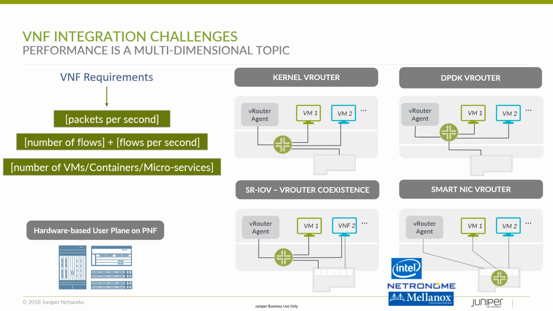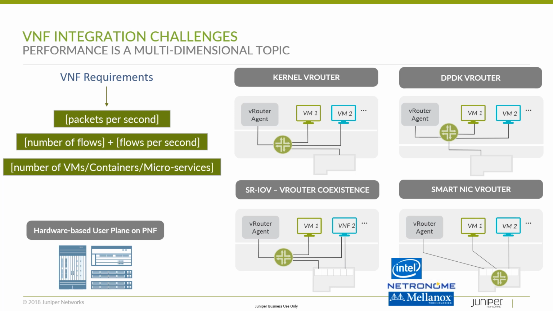And another mode, which is the most recent mode, is a SmartNIC vRouter, where SmartNICs are manufactured by vendors such as Netronome, Mellanox, or Intel, and they have programmable NPUs. The vRouter forwarding plane runs within this NIC, and workloads are SRIOV connected to the NIC and benefit from the vRouter services. FPGAs follow the same model as SmartNICs.